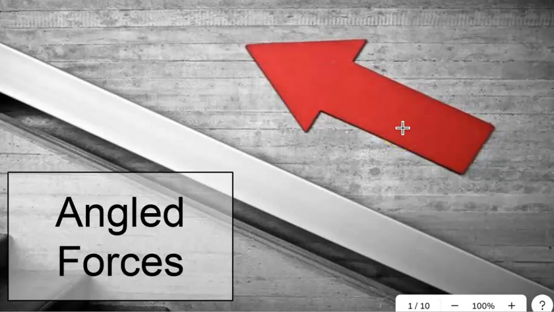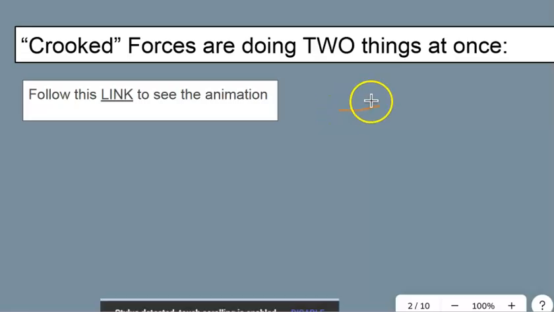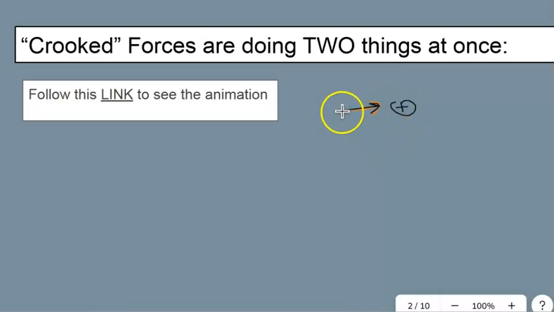Okay, folks, this is the lecture on angled forces or crooked forces or vector breakdown, however you want to title it. All right, so crooked forces are doing two things at once. Up to now, we just said the force is to the right or the velocity is to the right, so that's positive, or it's to the left, so that's negative. And we could get away with just having positive and negative indicate direction, even though that was kind of confusing.